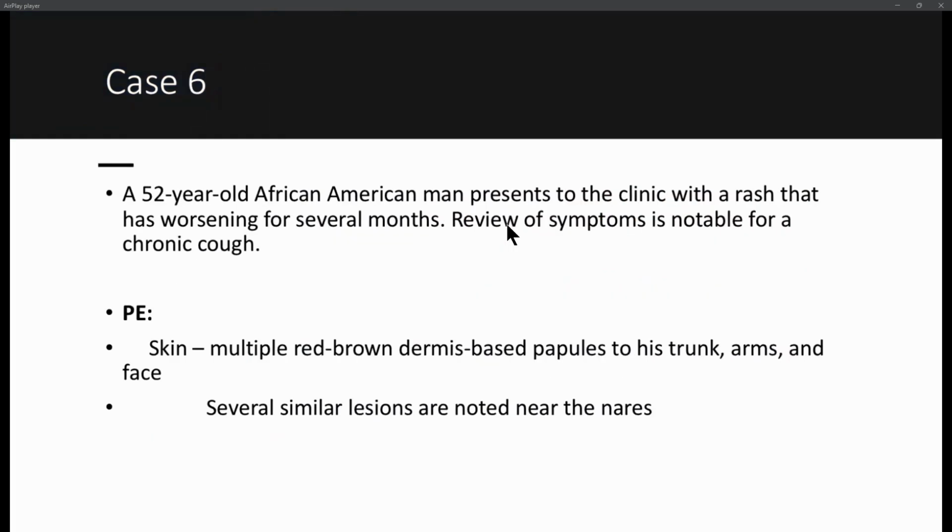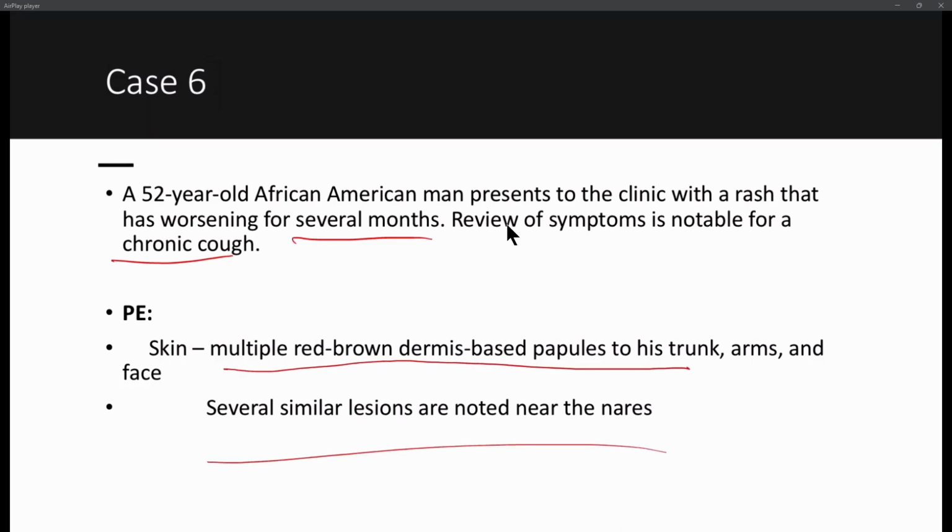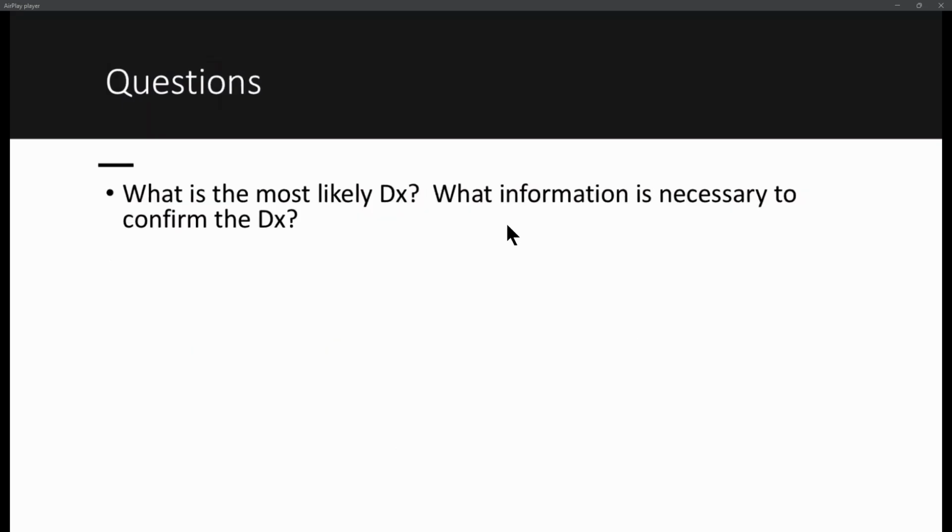A 52-year-old African-American male presents to the clinic with a rash that has been worsening for several months, and he has a chronic cough. On the skin, multiple red-brown dermis-based lesions on the trunk, arms, and face, and several similar lesions are noted near the nares, so near the nose. What's your most likely diagnosis based off of this one?